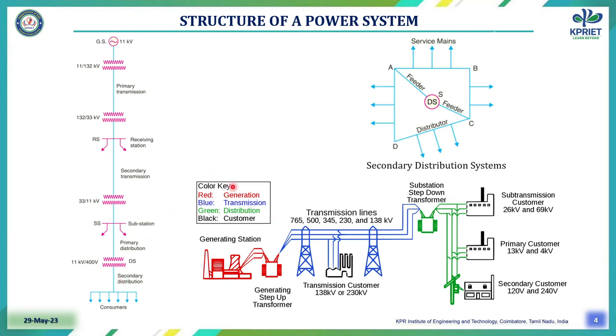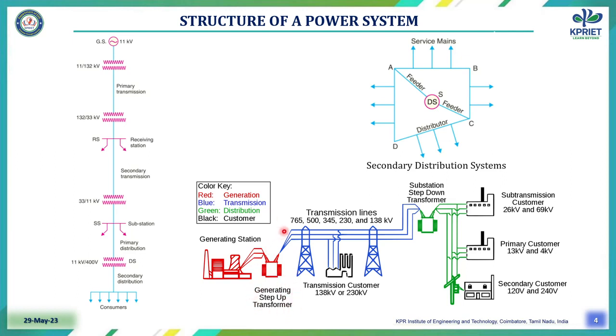This is the actual representation of power transmission and distribution. The generating station is the primary step for power generation. There the power will be generated, then stepped up using the generating transformer.